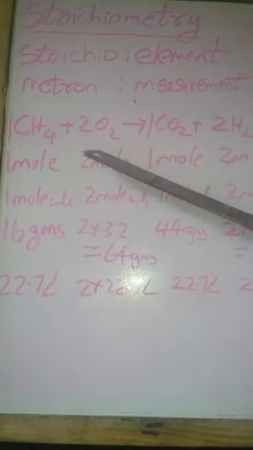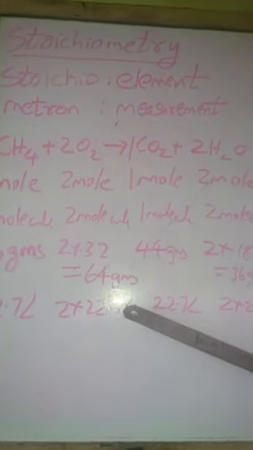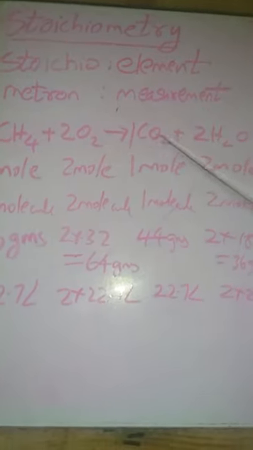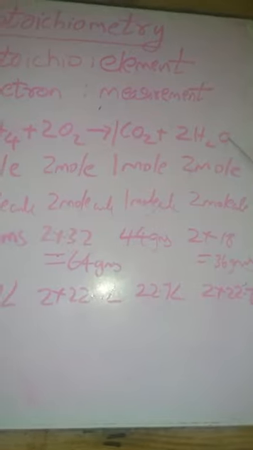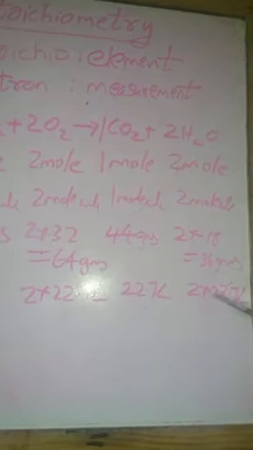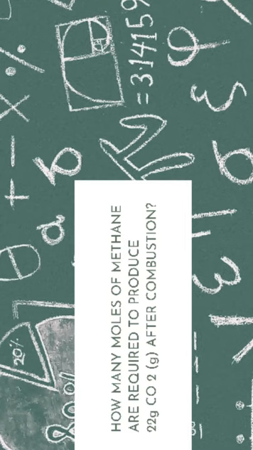2 moles of dioxygen will be equal to 2 into 22.7 liters of dioxygen. Similarly, 1 mole of carbon dioxide is 22.7 liters of carbon dioxide, and 2 moles of water vapor will be 2 into 22.7 liters of water vapor. Let me show you a problem of stoichiometry using the same equation. The problem is, how many moles of methane are required to produce 22 grams of carbon dioxide after combustion?